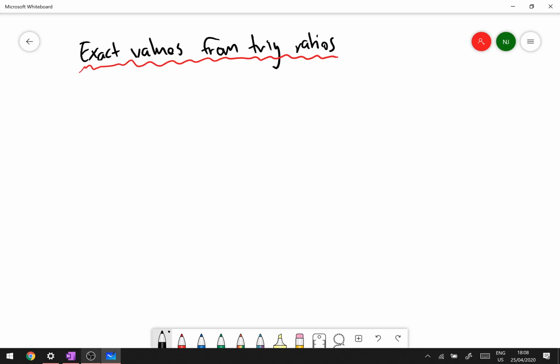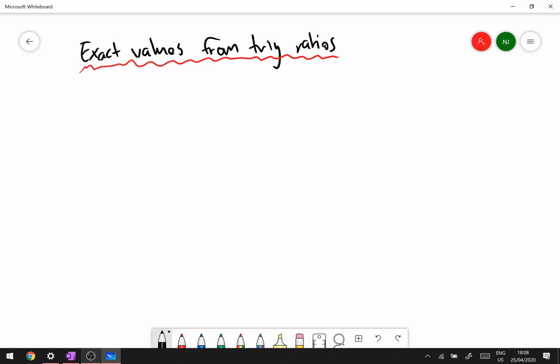Okay, exact values from trig ratios. So, most triangles that have the same angles will have the same side values as well. They're all in the same ratio because triangles that have the same angles will all be similar in one way, shape, or form. What we're going to do is look at some specific triangles that actually share a value that is used in all of trigonometry.